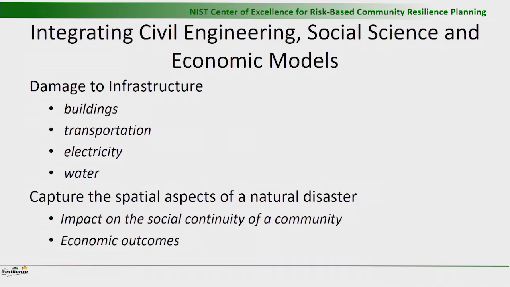So our objective was to integrate civil engineering modeling, social science modeling, and economic modeling into one general model. We were trying to understand how engineers talk, and social scientists we had a better idea, but I realized that civil engineers and economists actually have a lot in common. When you have a natural disaster, it impacts buildings, transportation networks, electricity, and water. It also impacts the social fabric of the community, as well as economic outcomes. So what we want to do is build a model to capture all these linkages.